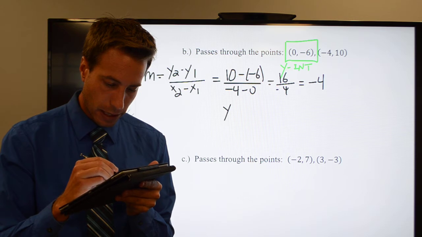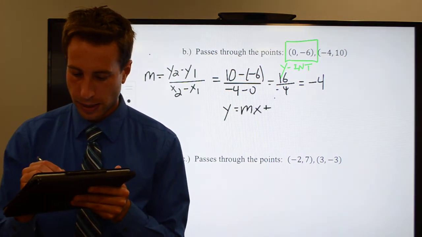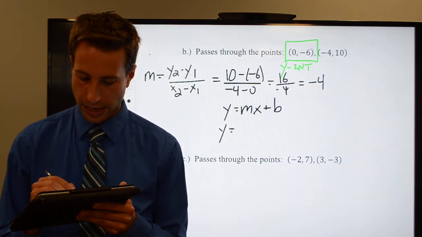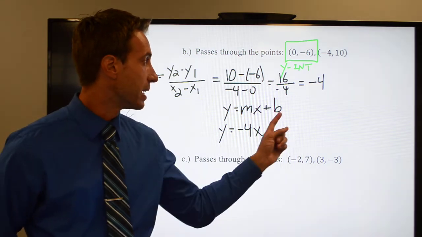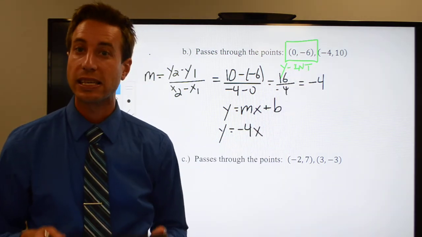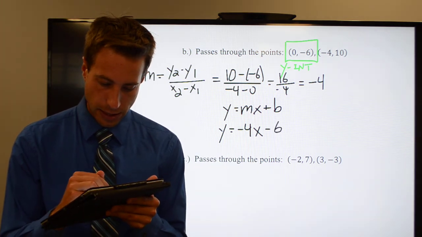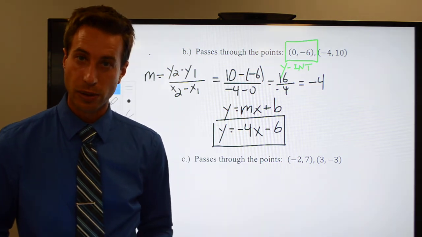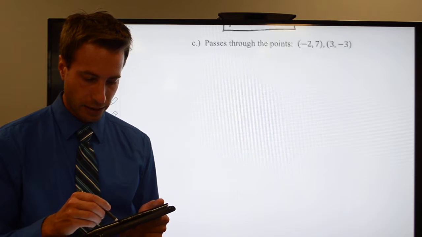Y equals mx plus b. And we plug in what we know. Y is equal to a negative 4x, where that is my slope. B is my y-intercept, which they actually gave me. It is a negative 6, so minus 6. And we've got ourselves our equation in slope-intercept form. Fantastic, just like that. Let's try another one.